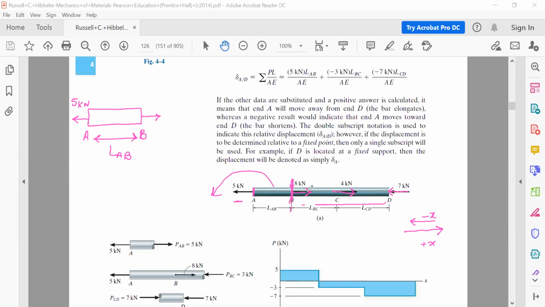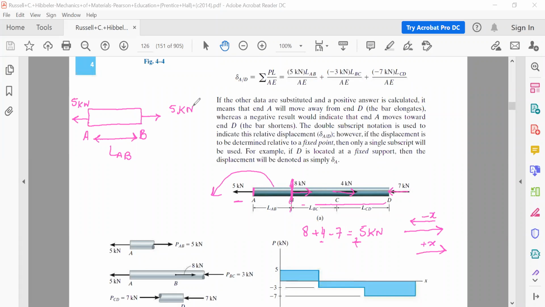So on this end, we are having a load of 8 kilonewton plus a load of 4 kilonewton and a load of minus 7 kilonewton. So total will be 5 kilonewton. Okay, and this 5 kilonewton is positive. It means it will also be acting along positive x-axis. So here we will say it is subjected to a load of 5 kilonewton.